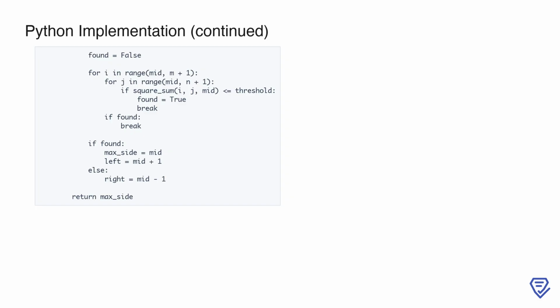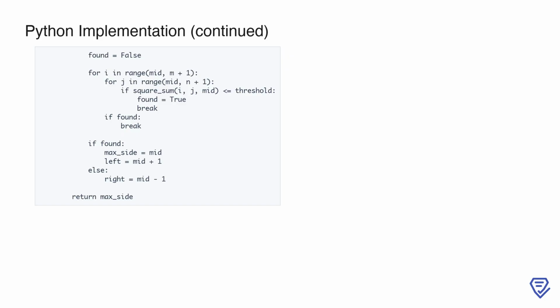Now, we proceed with the binary search process. For each iteration, we calculate the midpoint mid of the current range, which represents the candidate side length we are testing. We initialize a flag found to check if a valid square of this size exists. Using two nested loops, we iterate over all possible bottom right corners of a square with side length mid. By calling the square_sum function, we calculate the sum of elements for each candidate square. If the sum is less than or equal to the threshold, we set found to true and break out of the loops since we only need one valid square to proceed.